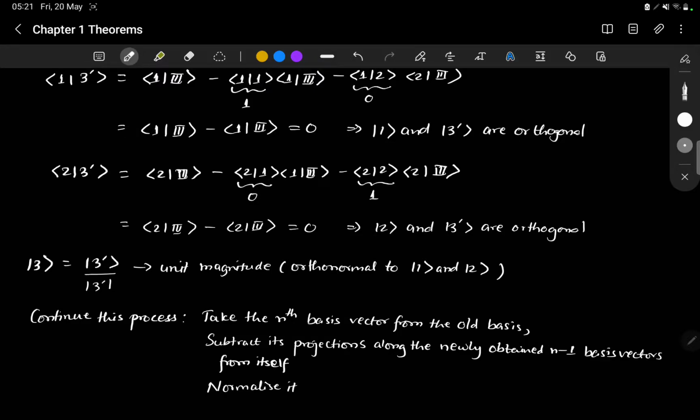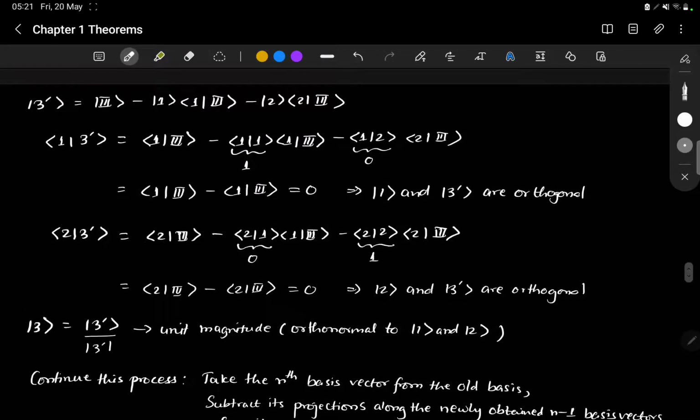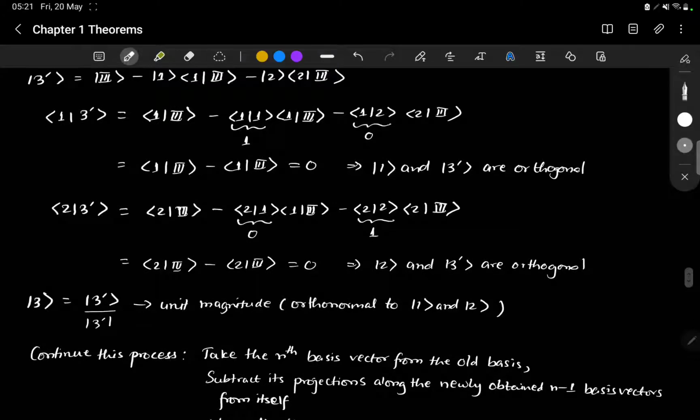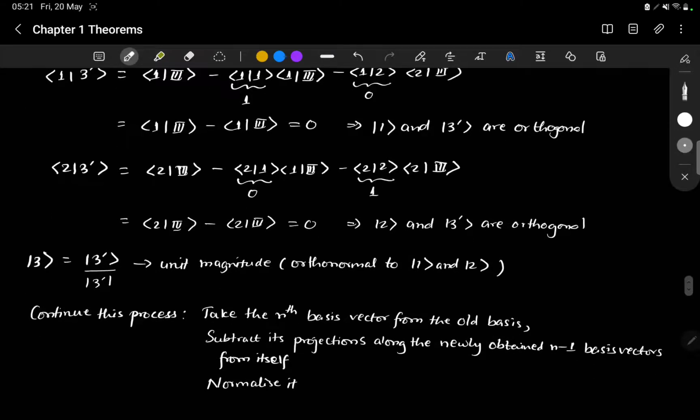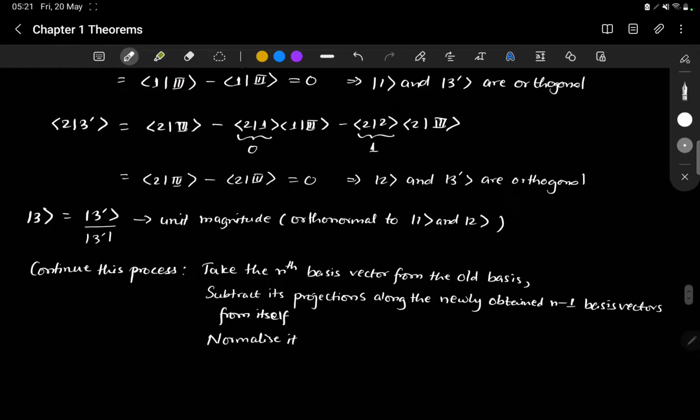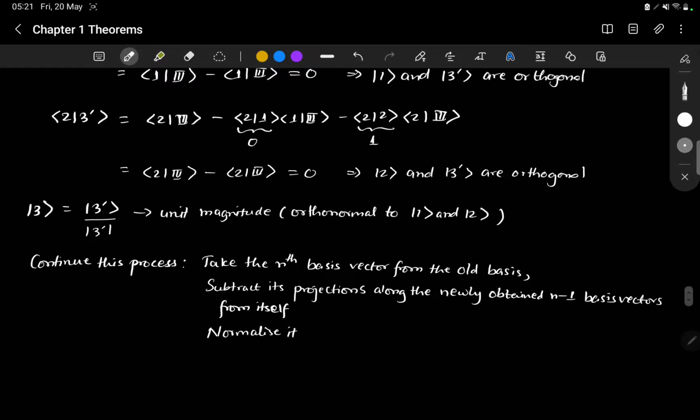So see here, for example, if we look at this third vector, how we obtained it. We took the third vector from the old basis, subtracted its projection along the first vector from the new basis, and also subtracted its projection along the new second vector. And then once we got this, we normalized it to get a unit magnitude orthonormal basis vector. So we will continue this process to get the orthonormal basis vectors that we wanted.